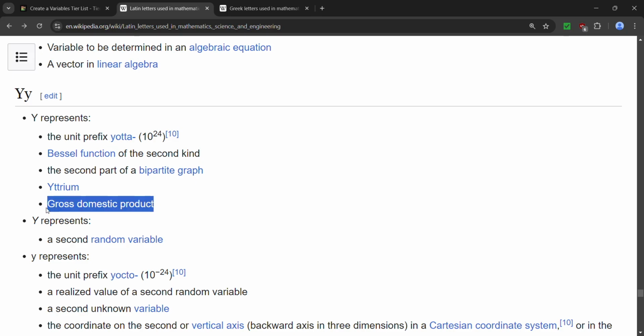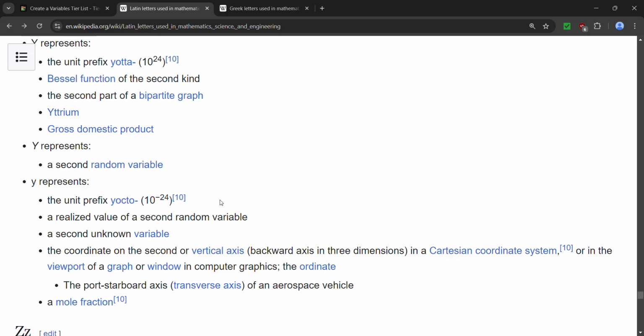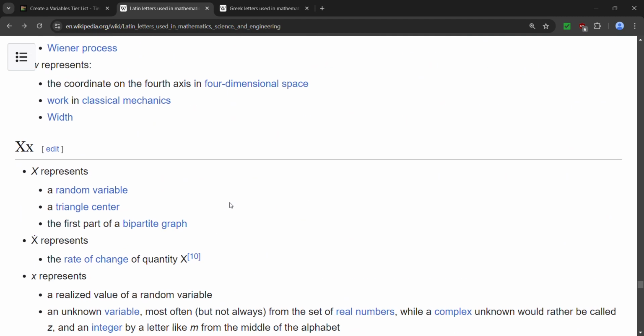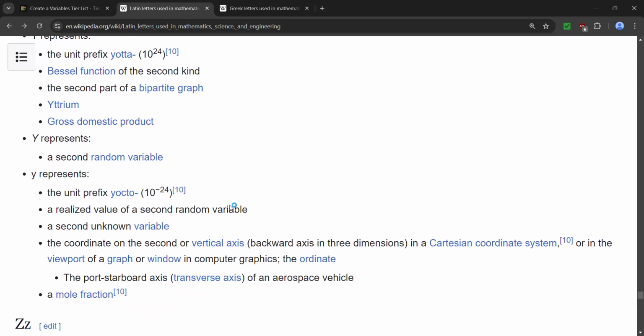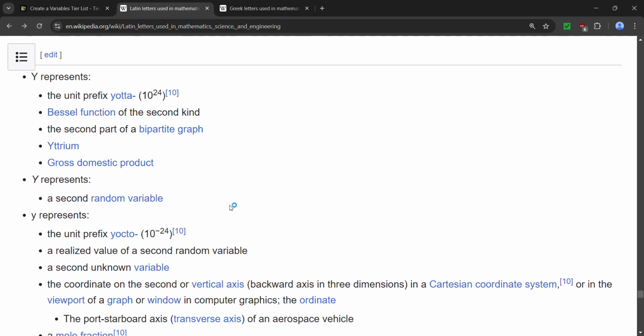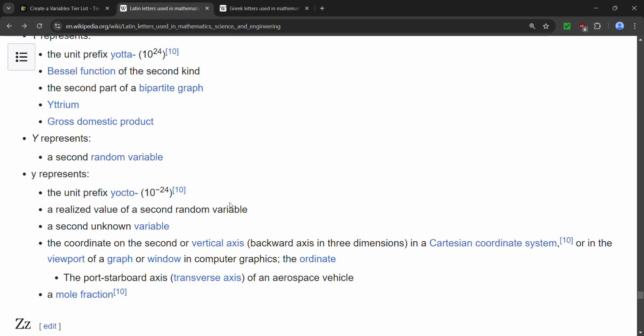Gross domestic product. Okay, we got some economics variables in here. Good for them. I haven't really seen any else. Maybe I haven't been looking hard enough. I haven't really seen many other economic variables, but okay, cool. Yocto. Never had to use that one. I don't know who would. That seems very niche if you're dealing with values that small.